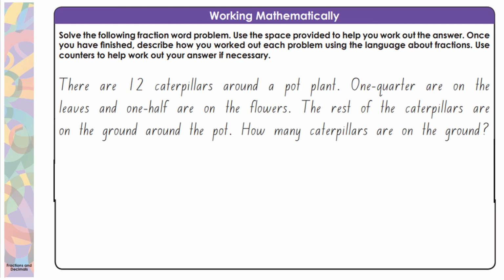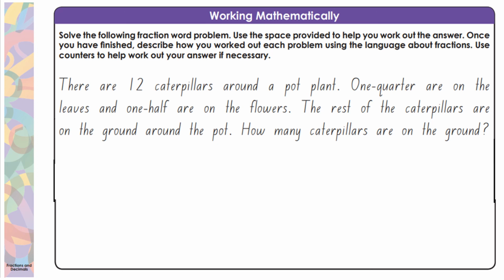Well, I know there's 12 altogether, so if I had my counters, the first thing I'd be doing is getting out my 12 counters. Then I know that I've got to divide it into halves and quarters. So find a half of 12, then find a quarter, and then work out where they are. We know that 1/4 are on the leaves, 1/2 are on the flowers. So what's left of the 12? How many is left of the 12 that's sitting on the ground?